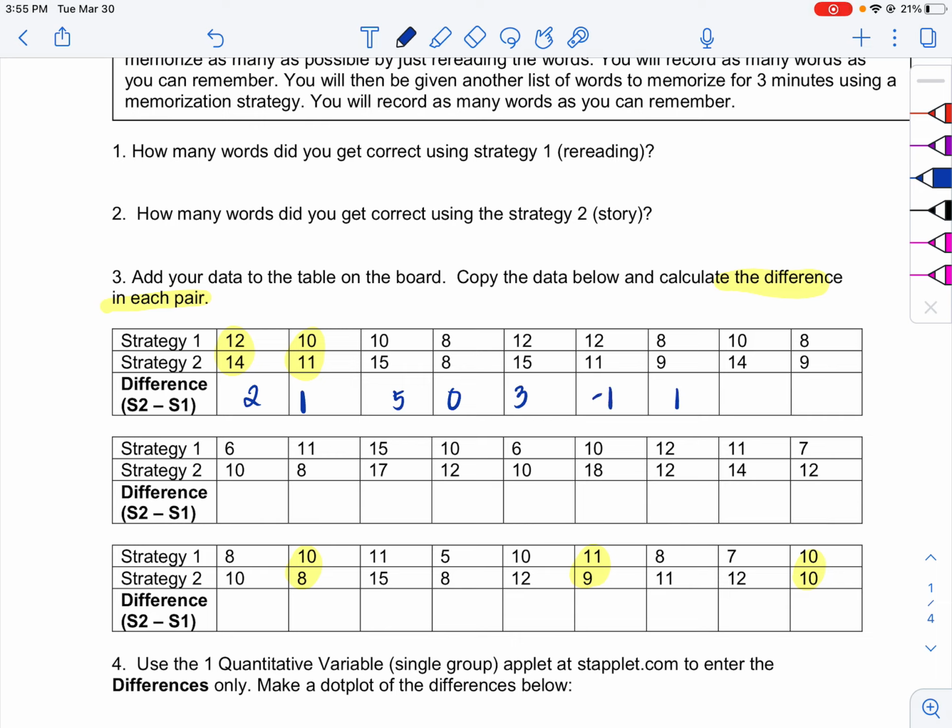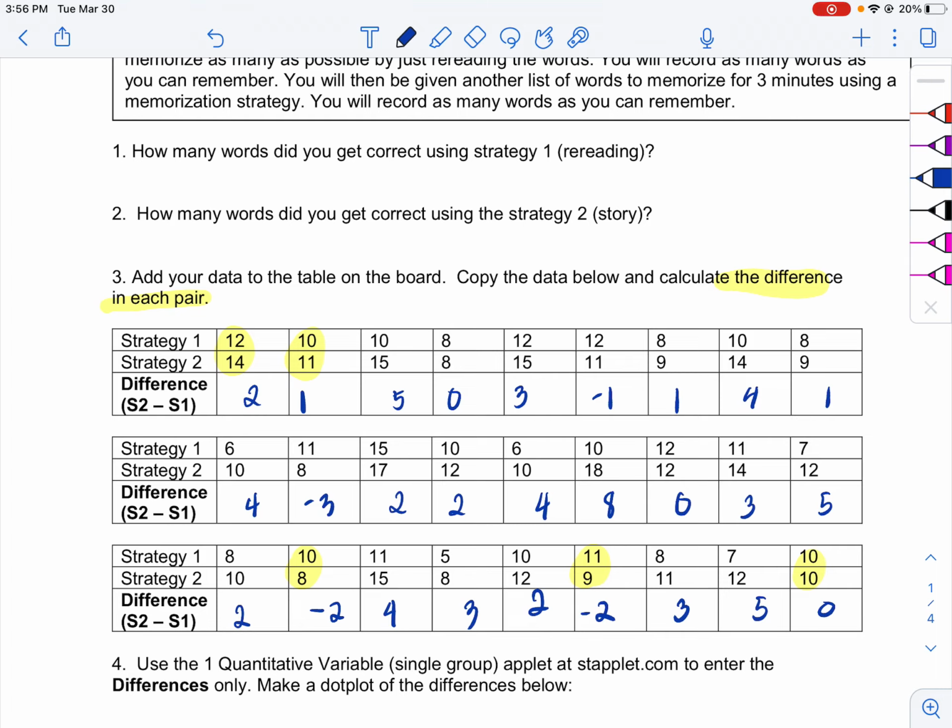I'm just subtracting each number, you guys. No biggie. 9 minus 8 is 1, 4. Of course, please pause the video while copying all of these numbers. And then 10 minus 8, that's 2, negative 2, 4, 3, 2, negative 2, 3, 5, and 0. So how many zeros do I have? I have 3 zeros. 3 students memorized the same amount of words from strategy 1 and strategy 2.